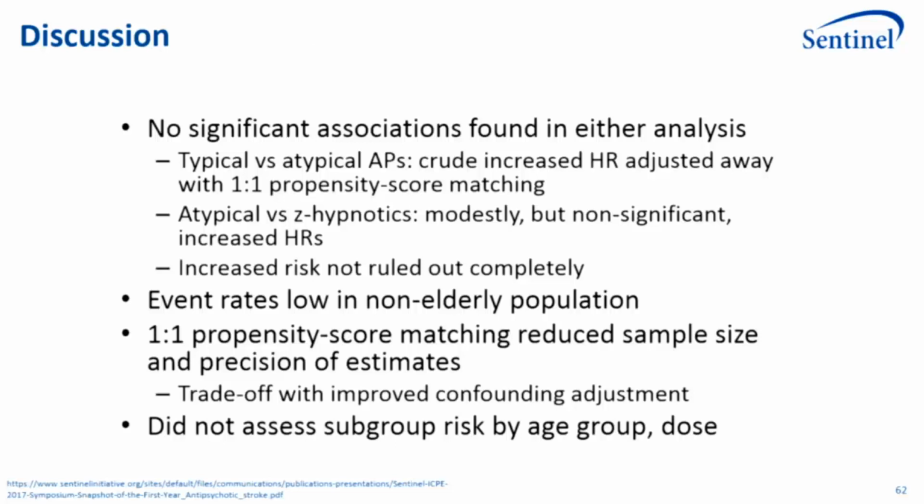And then propensity score matching, this is actually one of our limitations. It reduced largely the sample size before and after matching. It sacrificed some of the precision of our estimates. However, it's a good trade-off, in our opinion, with improved confounding adjustment.